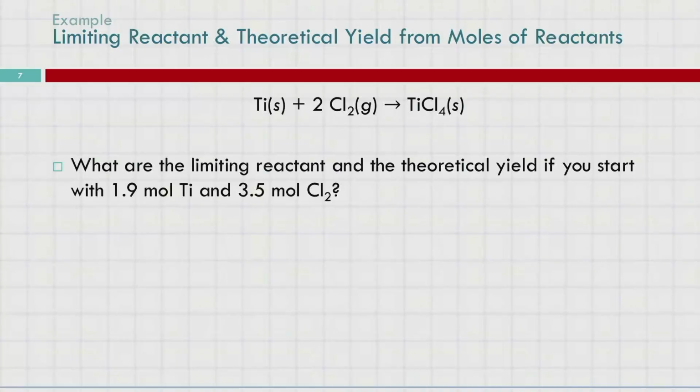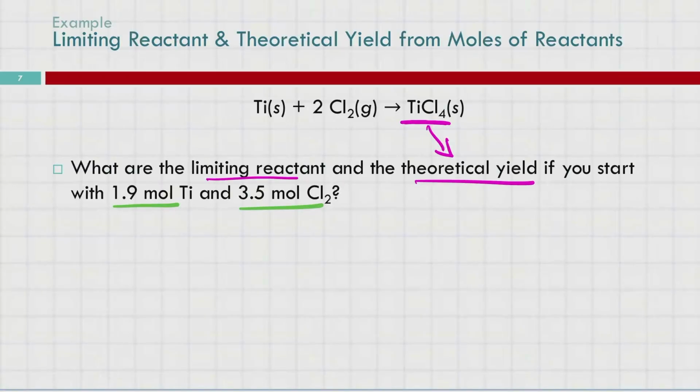So, finding limiting reactant and theoretical yield, if we start with 1.9 moles of titanium, 3.5 moles of chlorine. Our product that we're looking for the theoretical yield of is titanium 4 chloride, TiCl4. So we're going to do two calculations. We're starting with 1.9 moles titanium and going to moles of TiCl4.